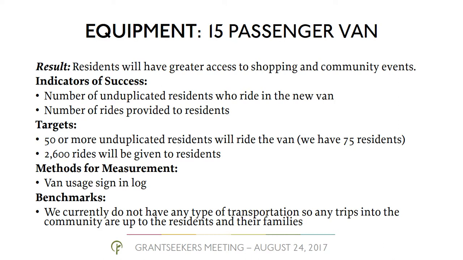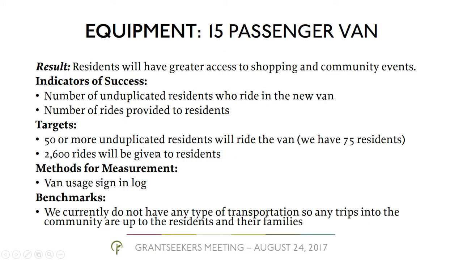And what are we doing here for benchmarks? In this particular case, we currently don't have any kind of transportation. So the residents have to rely on themselves or their families to get out there. So any improvement will be a huge improvement at this point. So there are some examples of the measuring results tab area, and with that concludes this portion of the presentation.